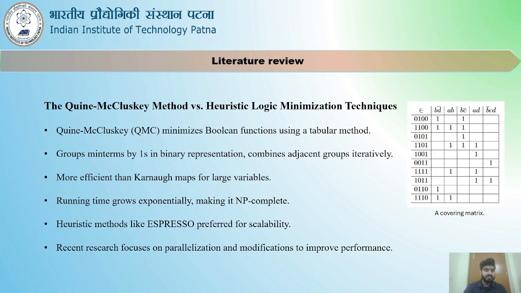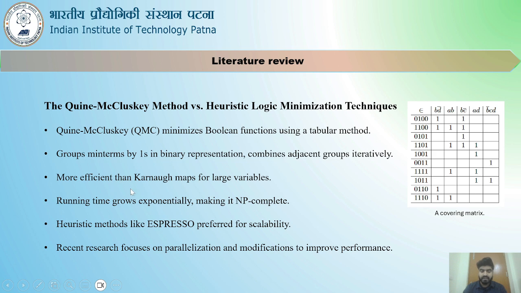The first one is the Quine-McCluskey method versus heuristic logic minimization technique. In this method, Quine-McCluskey minimizes a Boolean function using a tabular method. And do you know about the tabular method? The tabular method is a minimization approach that groups minterms based on the number of ones in binary representation, as given in this figure. So group minterms by the number of ones in binary representation and combine adjacent groups iteratively.